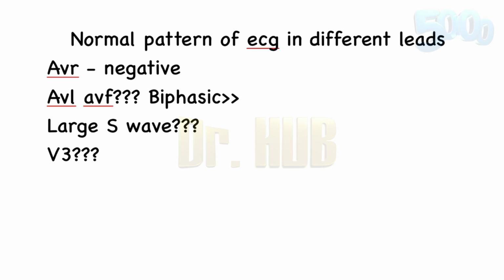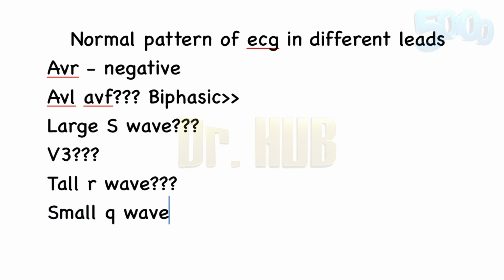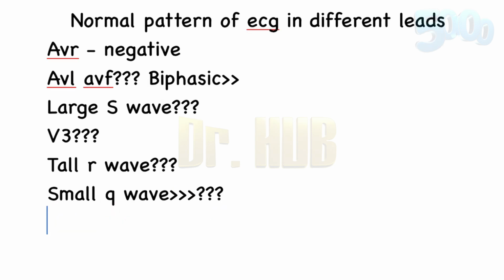Then V4, V5, V6. In V4, V5, V6, there is a small Q wave and a tall R wave. So a tall R wave is seen in V4, V5 and V6, and there is a small Q wave. So the small Q wave again indicates V4, V5 and V6. It is accompanied by a small Q wave and a tall R wave.